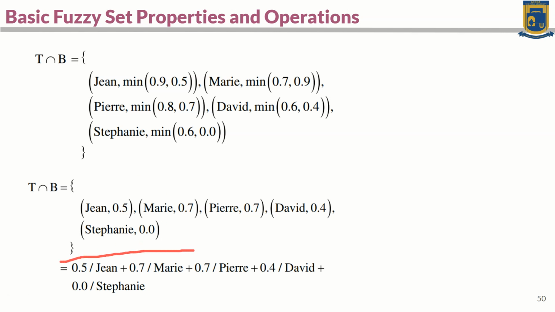Please learn how to present your final answer like this. So once you get your thing like this, you put it in this format. So the union takes the maximum of the degree of membership. The intersection takes what? The minimum. But make sure the members, you are talking about the same member or the same entity.